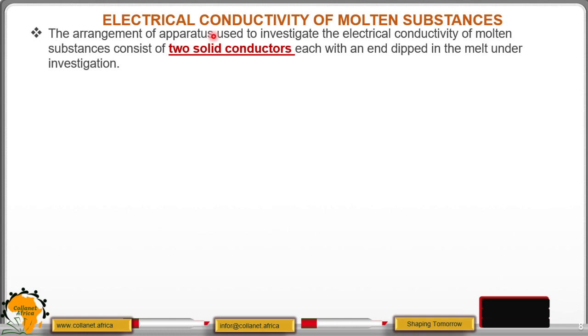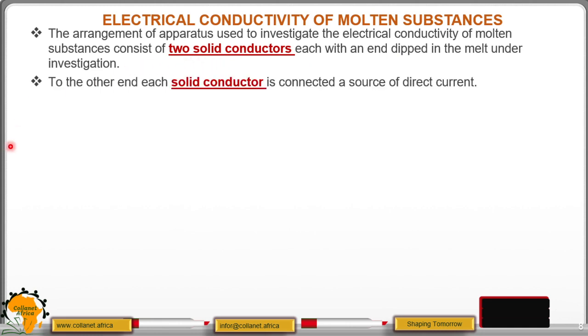The arrangement of apparatus used to investigate the electrical conductivity of molten substances consists of two solid conductors, each with an end dipped into the melt under investigation. So we will have the two conductors, and then we have molten substances. Then the other end of each solid conductor is connected to a source of direct current, and this will be indicated in the diagram.